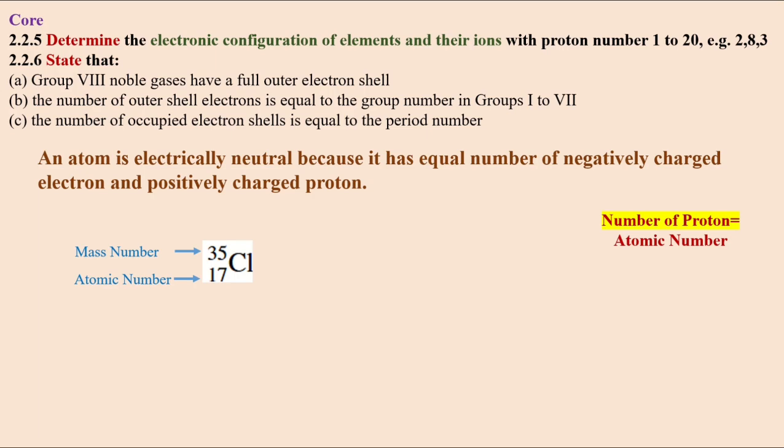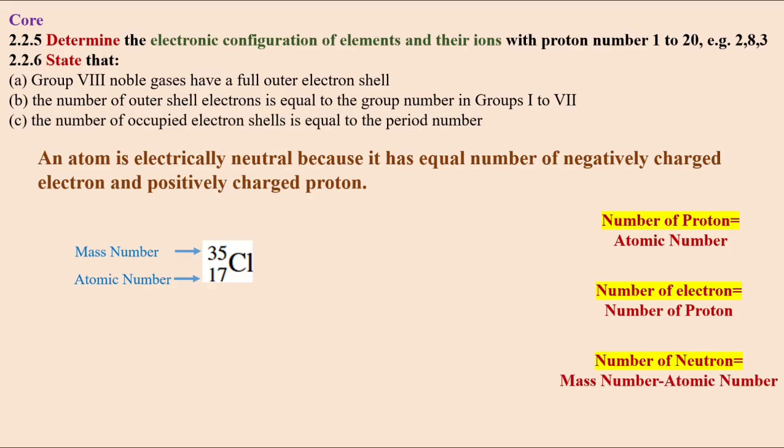Number of protons can be calculated by using atomic number, because atomic number is the number of protons in the nucleus of an atom. To calculate the number of electrons of a neutral atom, we will say that number of electrons is equal to the number of protons. And for the number of neutrons, we will subtract atomic number from mass number.